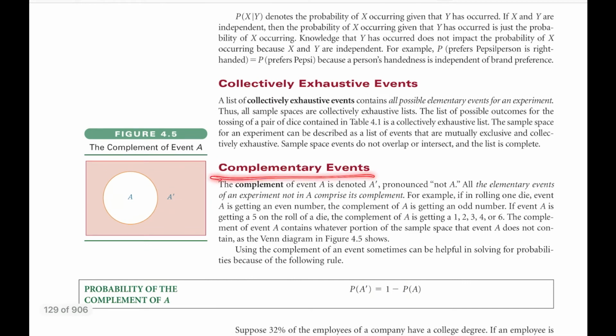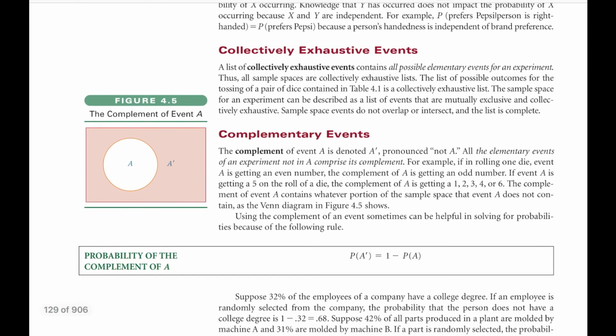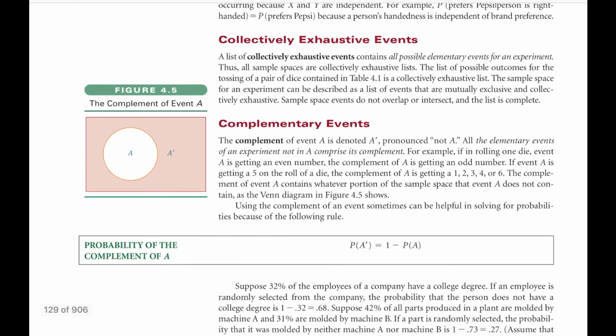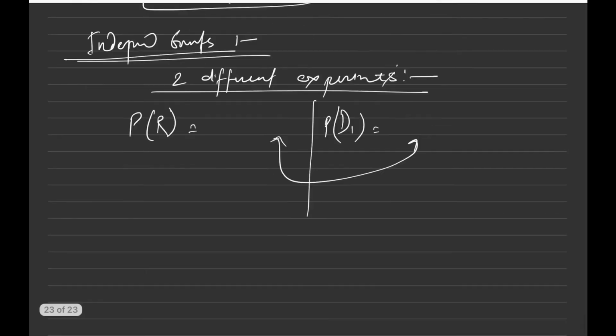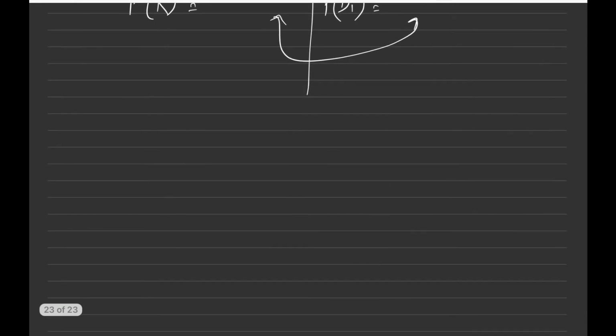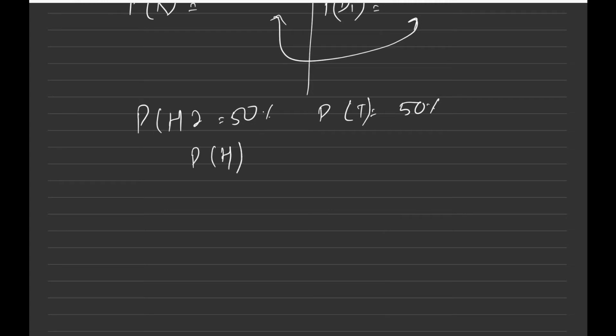Now another term is complementary event. So complementary events means either it happened or it didn't happen. You can think like that. If you toss a coin, either you will get head, probability of head is equal to 50%, or you will get tail, right, is equal to 50%. So can I say that probability of head is equal to 1 minus probability of tail? Can I say that? Yeah.